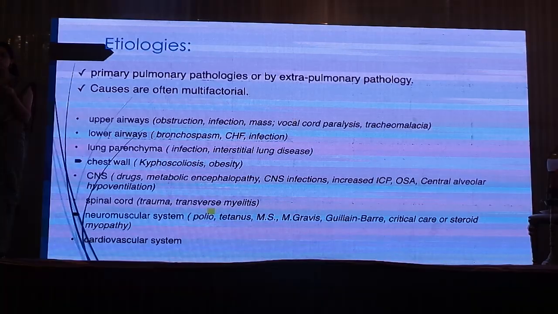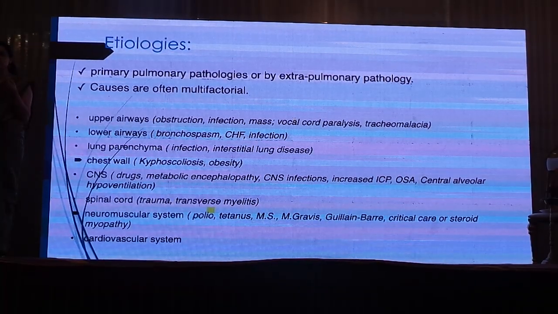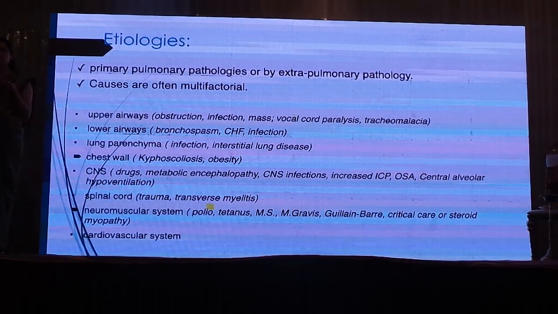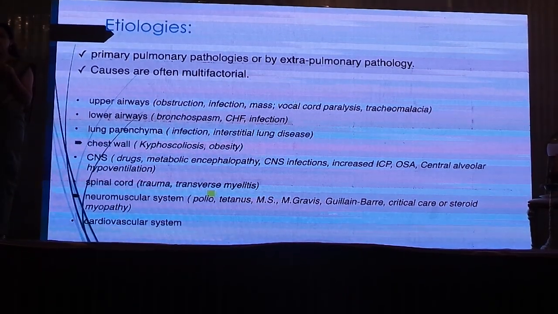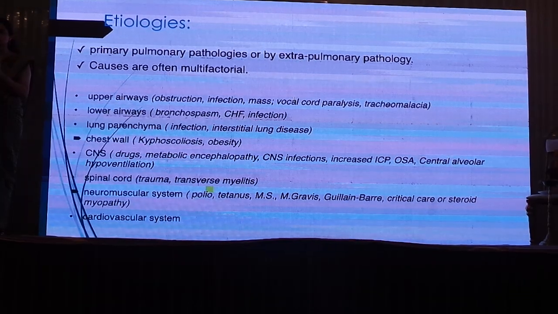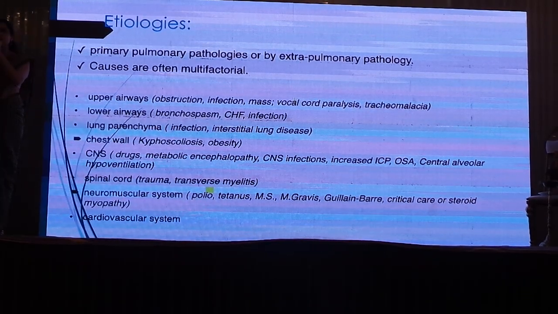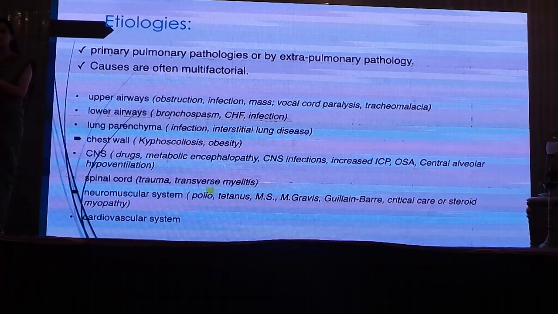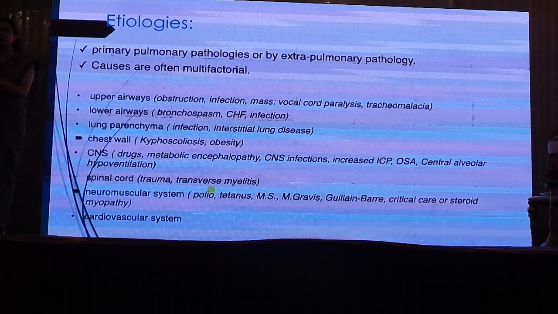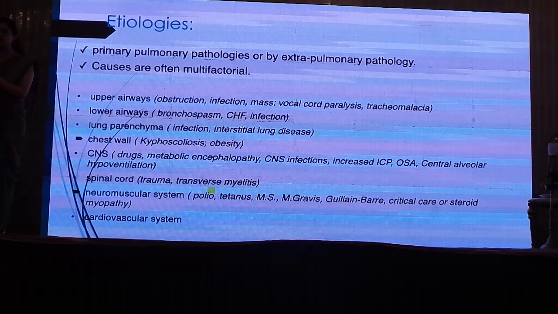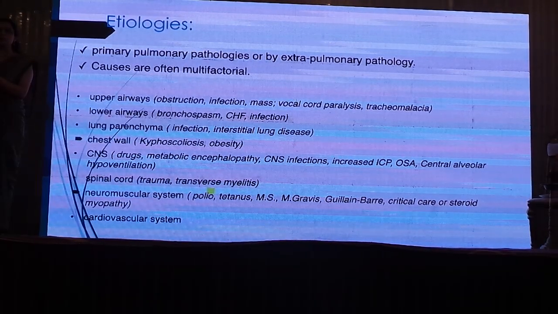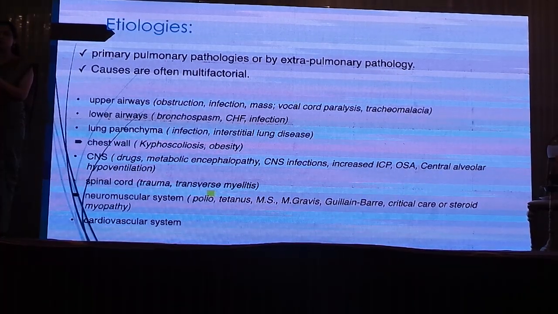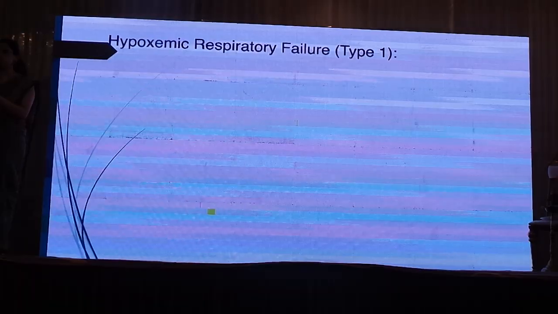chest wall conditions like kyphoscoliosis, obesity, CNS, wherein the respiratory drive is affected. Example, CNS infections, metabolic encephalopathy, and central alveolar hypoventilation syndrome, etc. Then coming to spinal cord, trauma and transverse myelitis at certain levels can affect respiration too. Neuromuscular system, like polio, tetanus, Guillain-Barré syndrome, we so often meet in ICUs. Critical care or steroid myopathy also. And lastly, cardiovascular system, because heart and lung, they are both in interaction all the time.